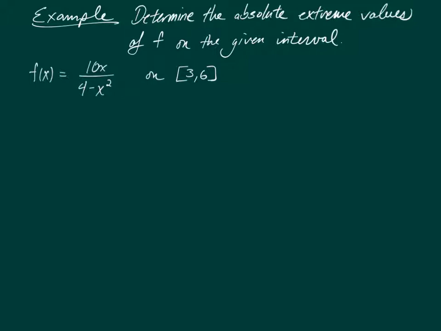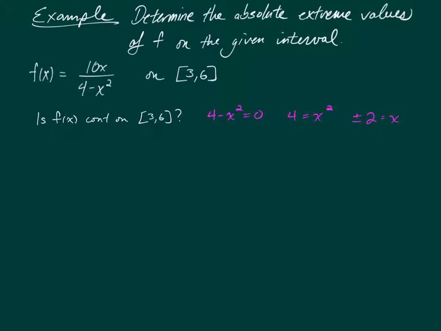Now again, the first thing that we need to do in order to use the extreme value theorem is to ask this question: is f of x continuous on the interval 3 to 6? In the previous example, I just sort of talked my way through it. Well, where this function is not continuous is where the denominator equals 0. So 4 minus x squared equals 0. You can add x squared to both sides to get 4 equals x squared. And then you can take the square root and get x equals plus or minus 2.